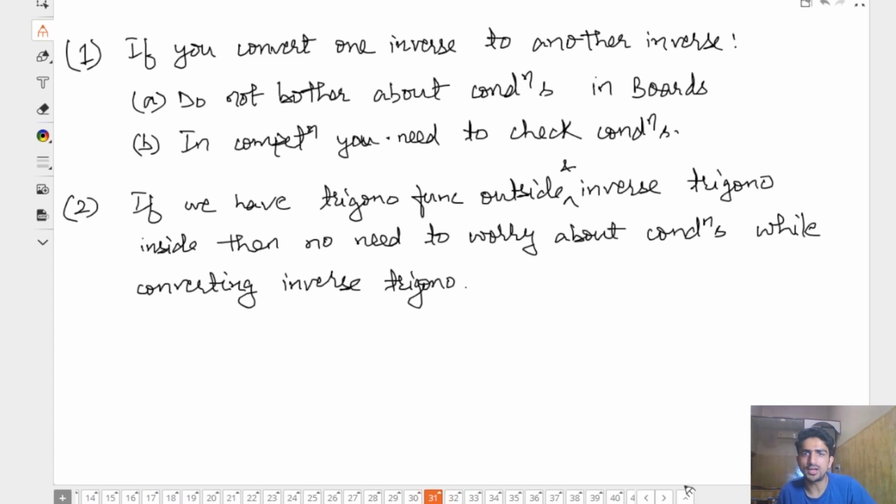Whenever trigono is outside, कोई चिंता ही नहीं करनी. You do not worry about anything. You do whatever you want to do, whenever trigono is outside. Okay, just mug it up.